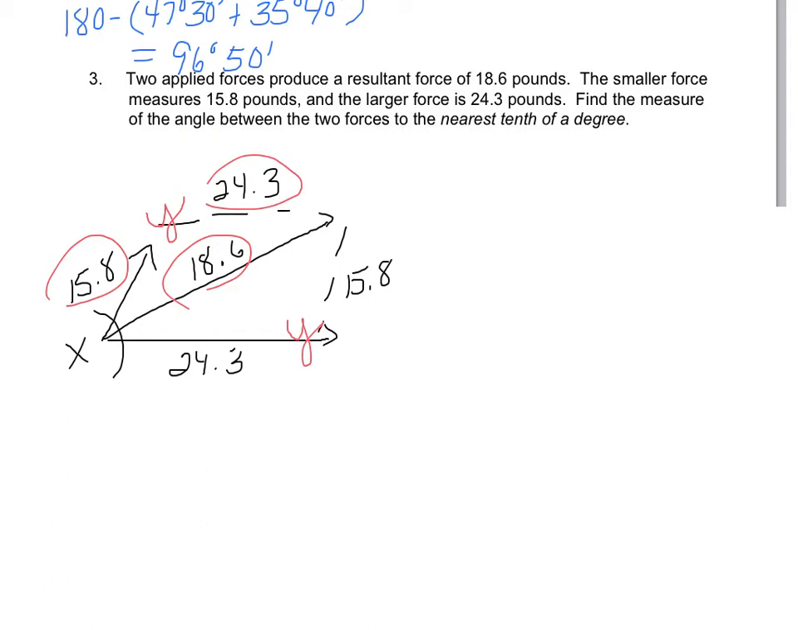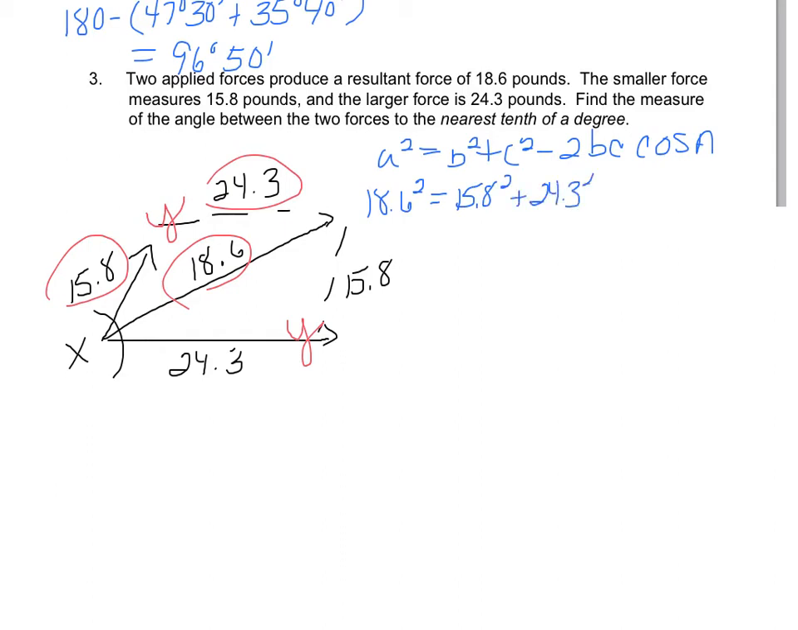Okay, with that being said, I'm going to set up for law of cosines. So I'm going to have a squared equals b squared plus c squared minus 2bc cosine of A. A is going to be 18.6, so 18.6 squared equals, let's say b to be 15.8 squared plus 24.3 squared minus 2 times 15.8 times 24.3 cosine of, let's call it Y. All right, I can't put everything into the calculator at one time because I have something missing, so we're going to piece it out.